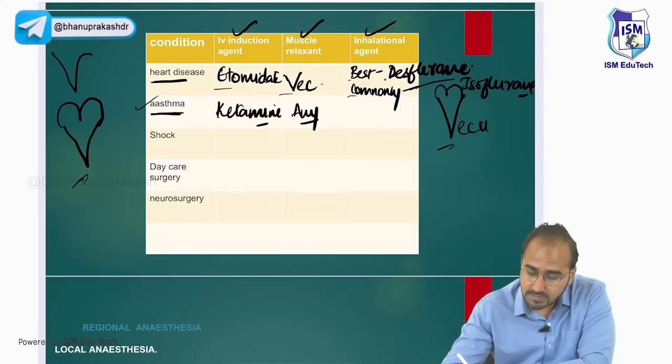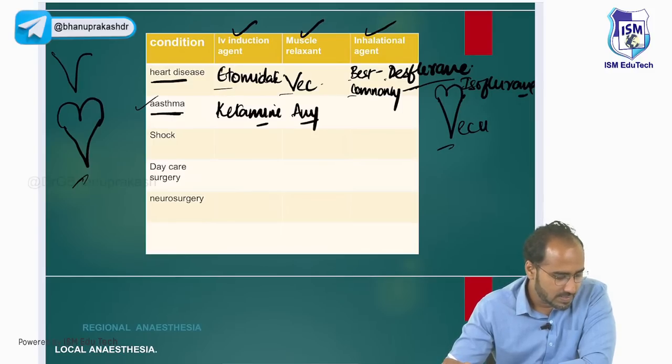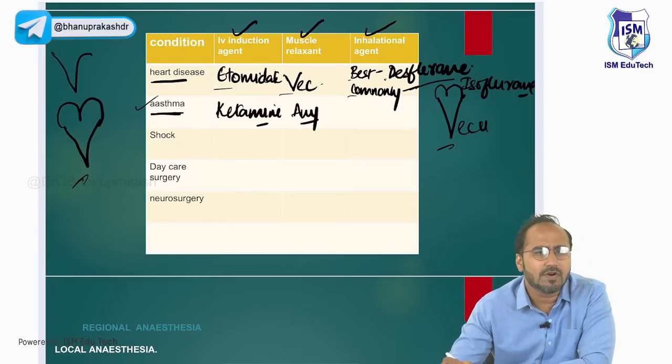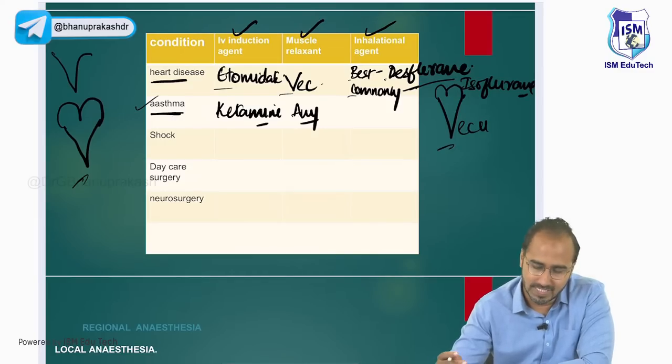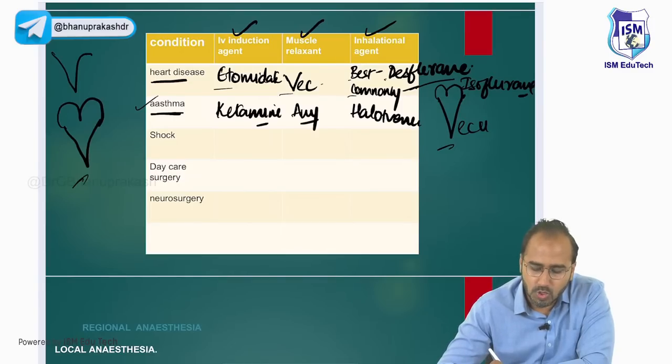Which is the inhalational agent of choice in asthma? If anyone asks, I will just say the four heads of halothane. Halothane has maximum bronchodilation. So remember, for an asthma patient I will give ketamine as IV induction, and after IV induction I can give any muscle relaxant.